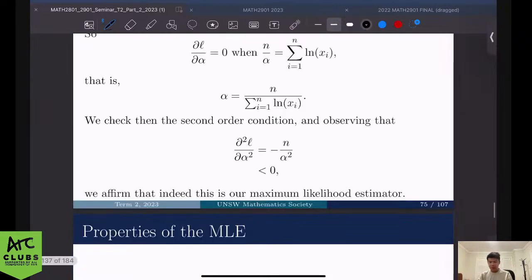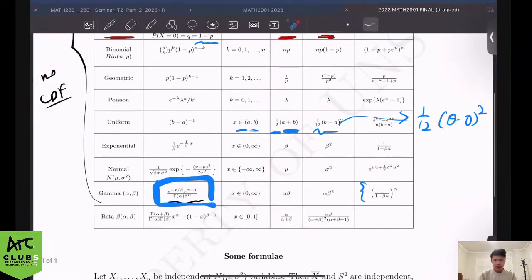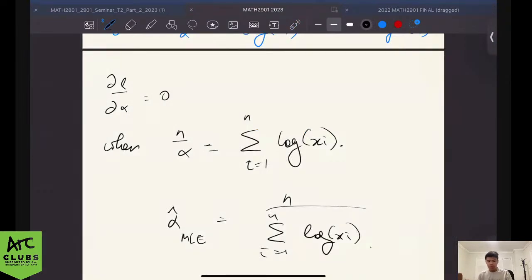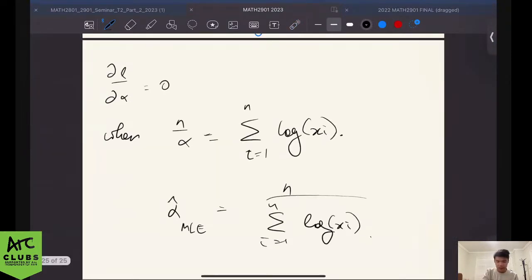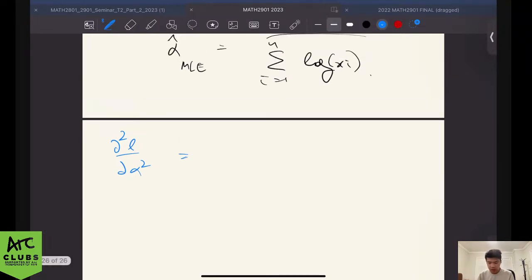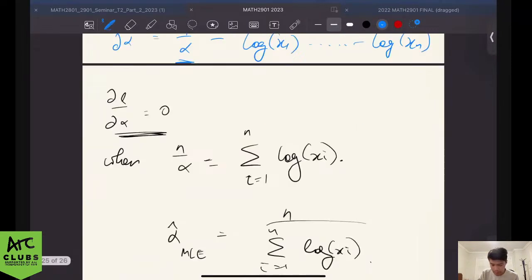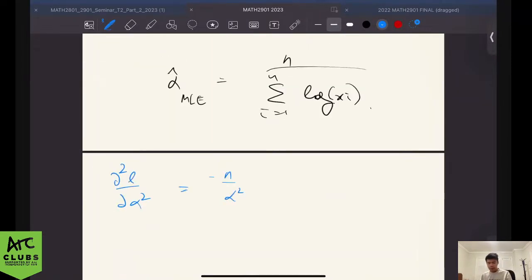Oh yeah, one thing you want to also do, should have mentioned this. As with finding maxima in general, it's not enough just to have the derivative equal 0. You also want to show the second derivative is negative. In this case, differentiate one more time and you'll get minus n on alpha squared. That's less than 0, so yes, it's our maximum.